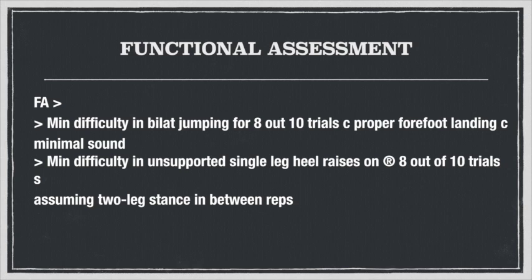Next is the minimal difficulty in bilateral jumping for 8 out of 10 trials with proper forefoot landing, also with minimal sound during the repetitions. Another finding was minimal difficulty in unsupported single leg squats on the right, wherein 8 out of 10 trials were done without assuming a two-leg stance in between repetitions.